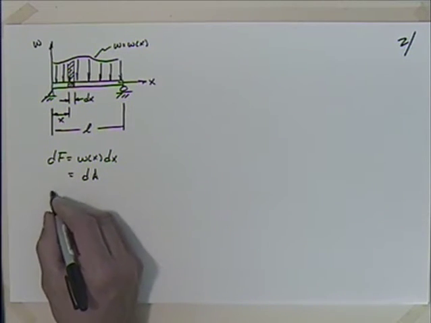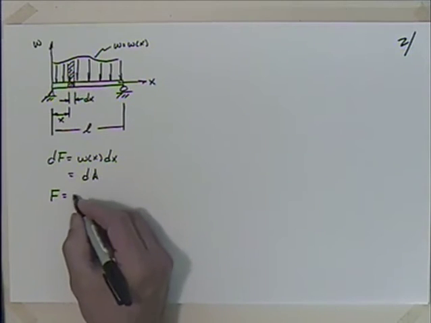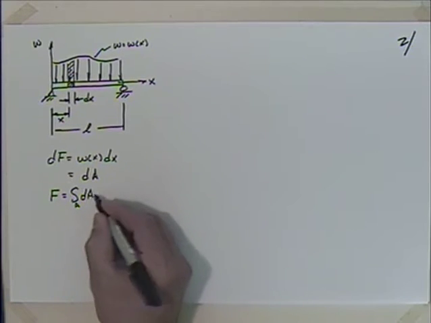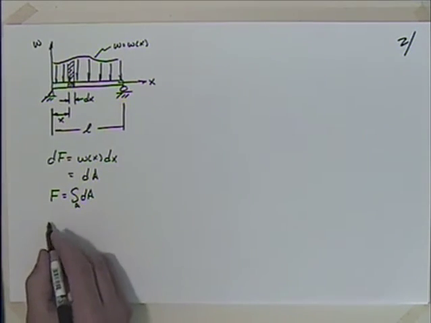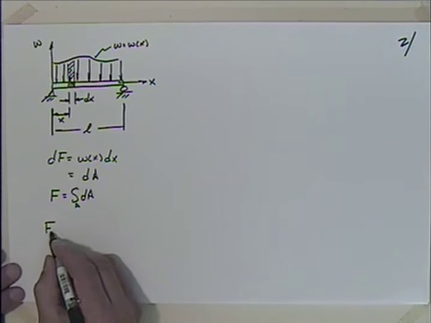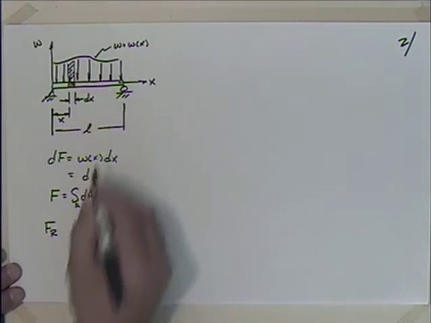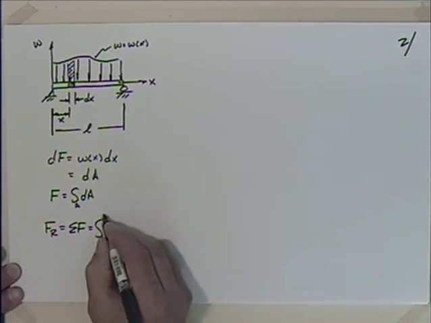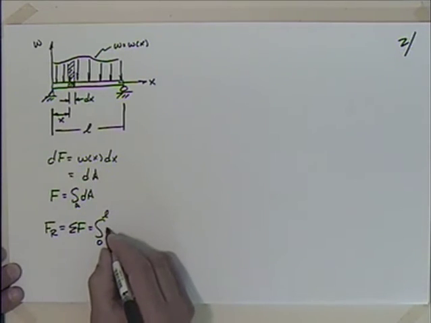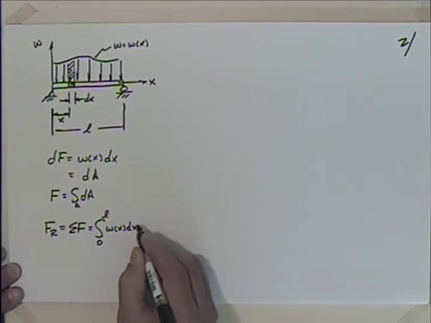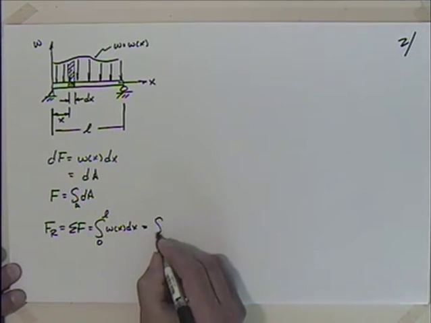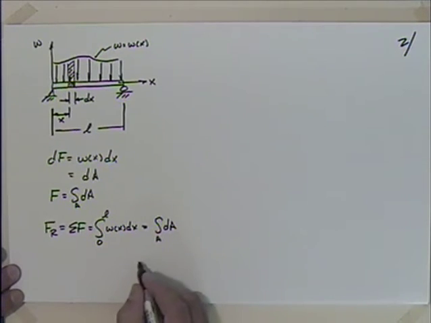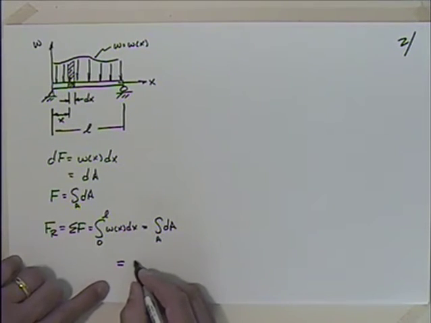So I could say that F, the total force here, is really just the integral over the area, or I'll say the integral of dA, the area integral. If I wanted to say that a little differently, I could talk about the resultant force, the total force, the sum of all of these individual forces, as the sum of F, which would be the integral from 0 to L across this whole thing of w of x dx, which is, again, really just the integral over the area. Okay, and in plain English, this is the area under the curve.